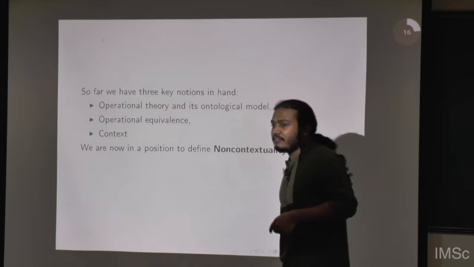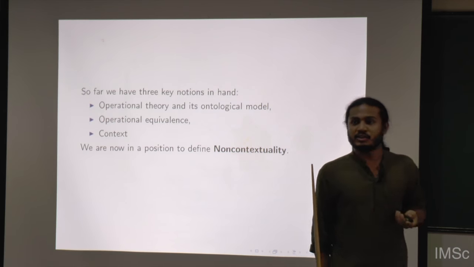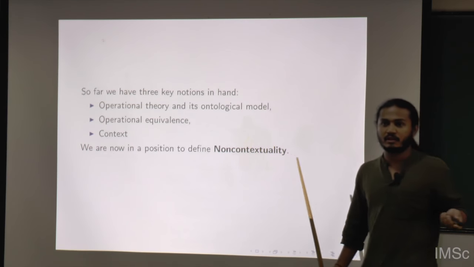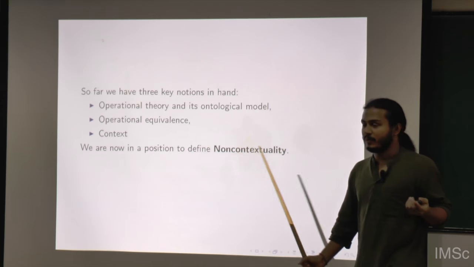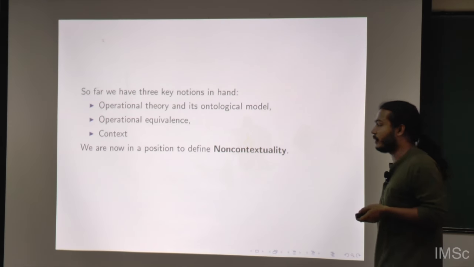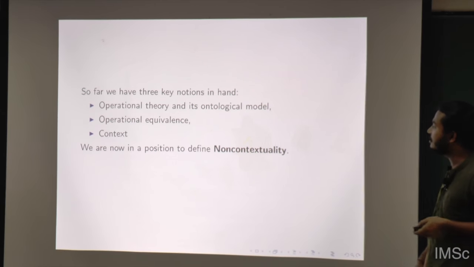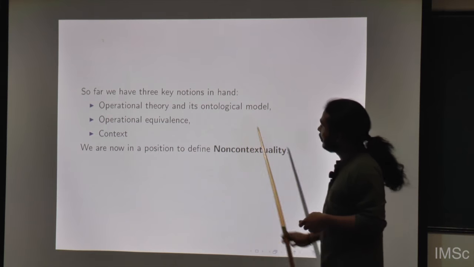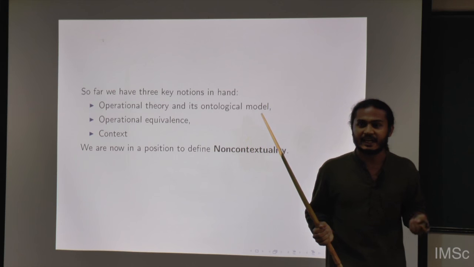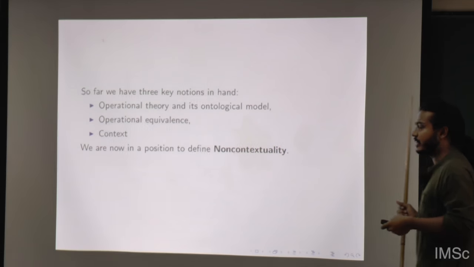Okay, so so far we have three notions in hand. One is what an operational theory and its ontological model are. We know what operational equivalence is. We define equivalence relations between preparation procedures and between measurement procedures. And we know what a context means. It's any distinction between operationally equivalent things.